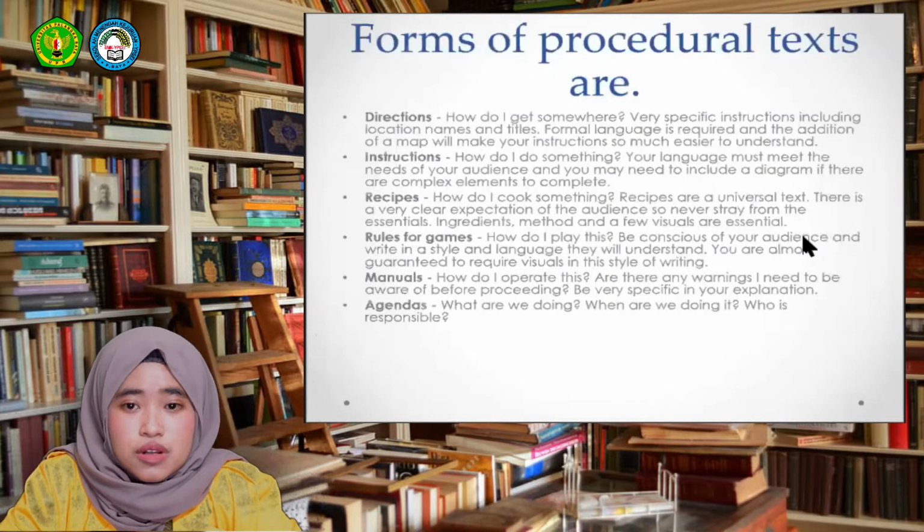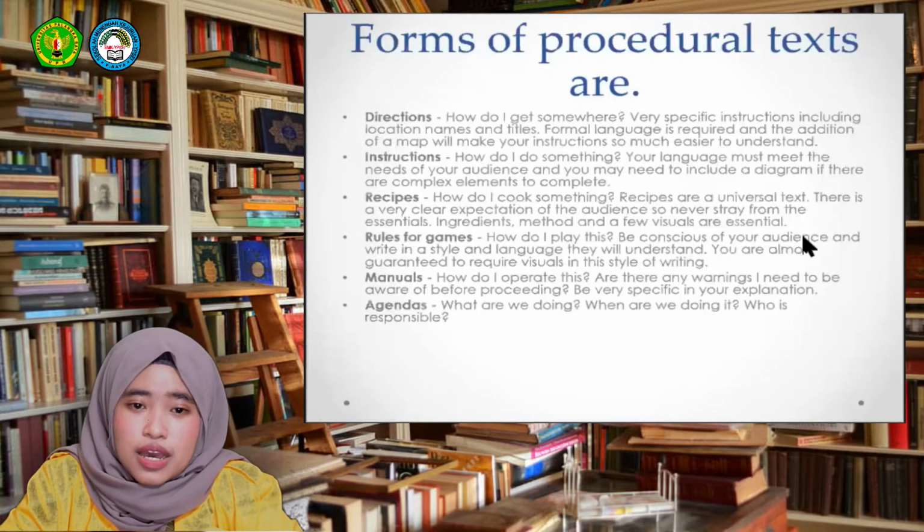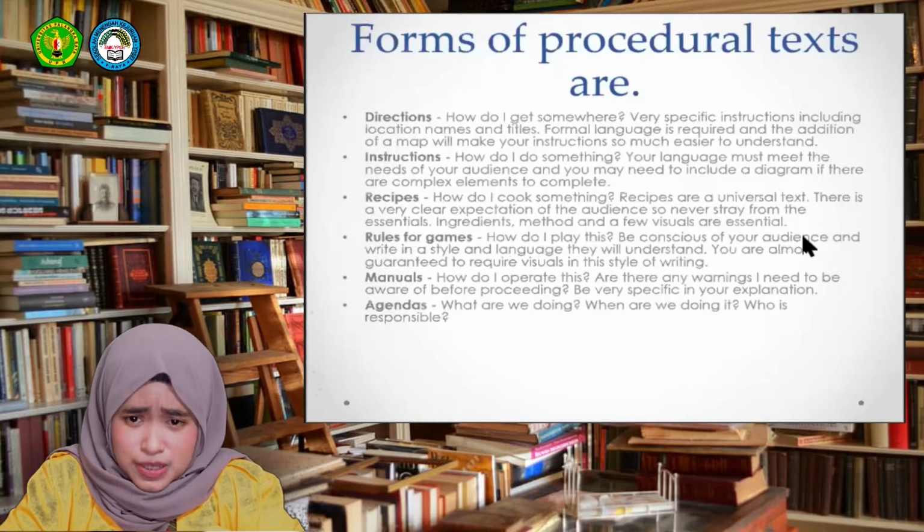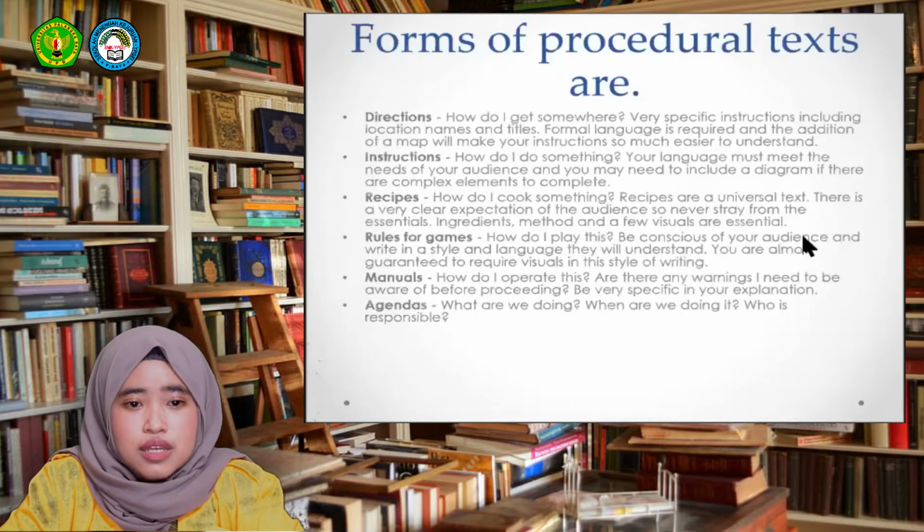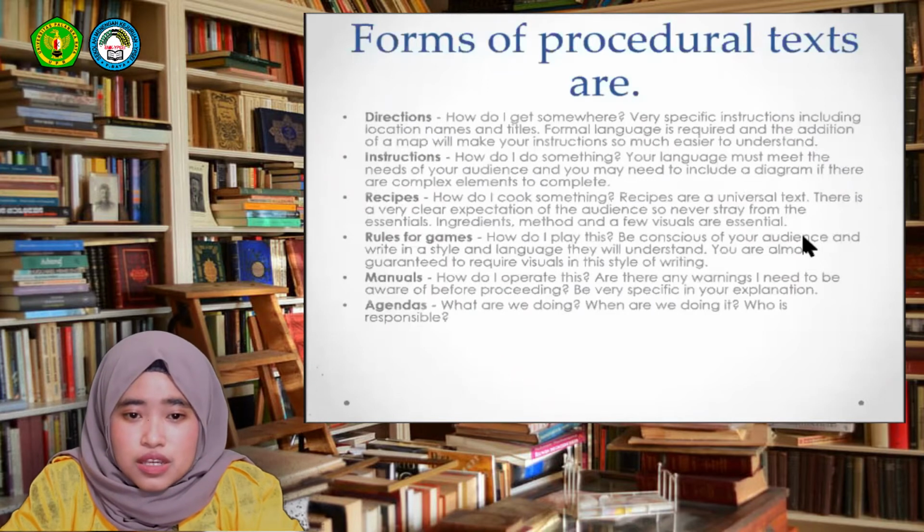Forms of procedural text are: number one is direction. How do I get somewhere? Very specific instruction including location, names, and titles. Formal language is required, and the addition of a map will make your instructions so much easier to understand.